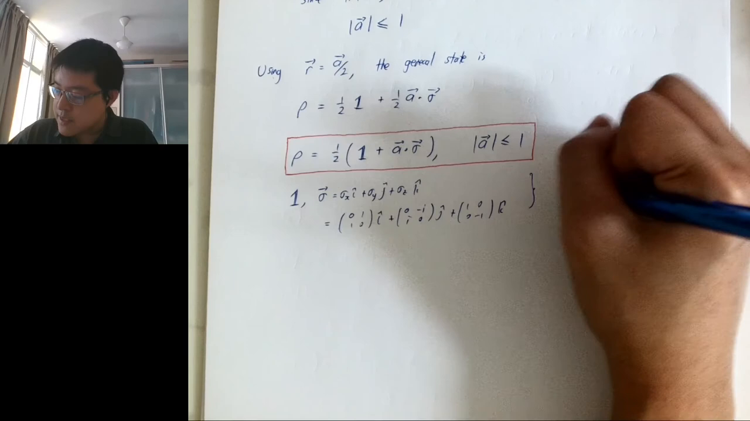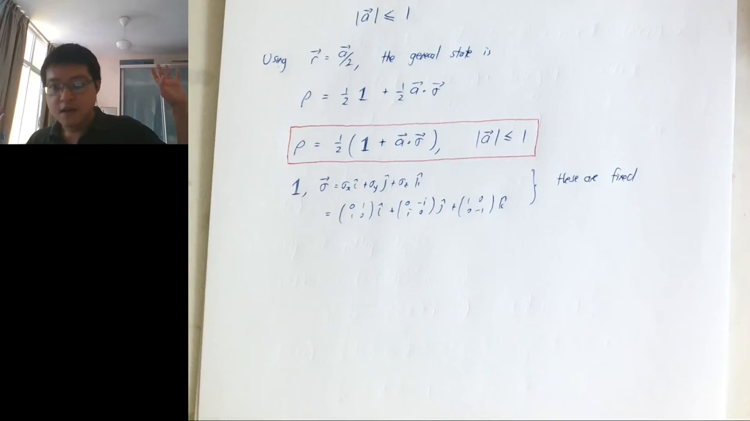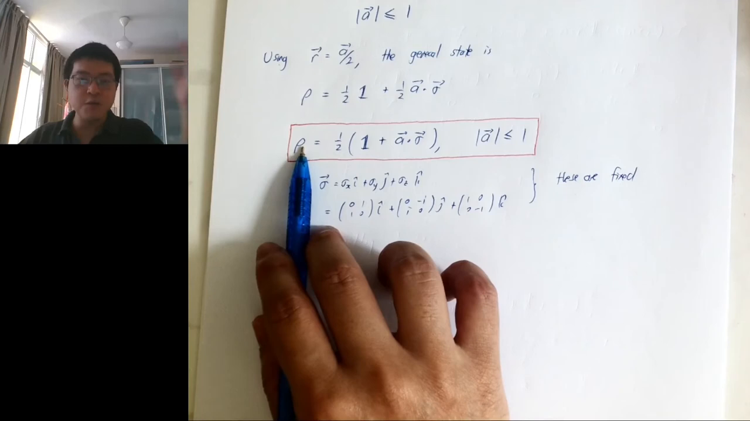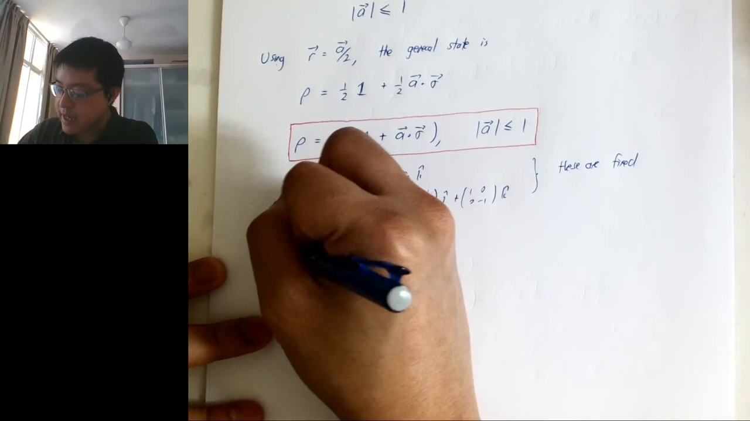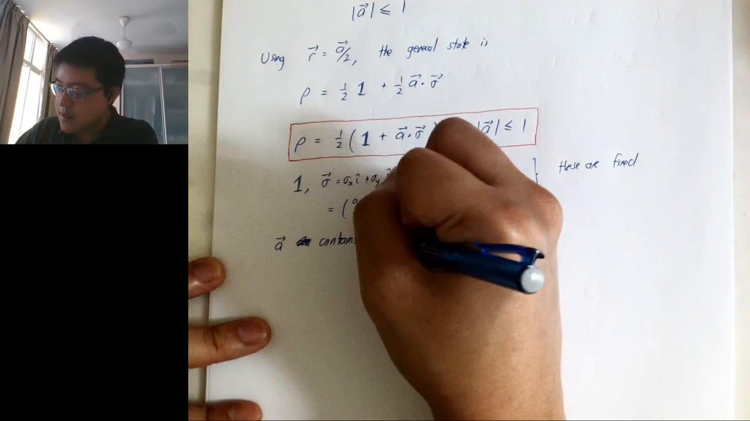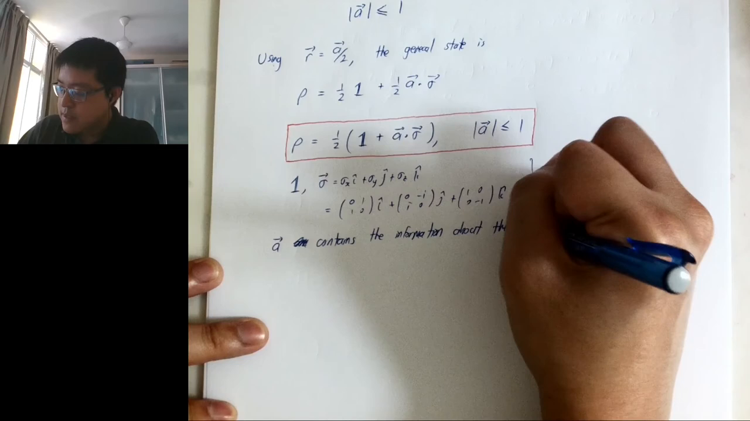So all these are constants, fixed, right? Because sigma x is sigma x, sigma y is sigma y, sigma z is sigma z. So the only degree of freedom, to use the word from theoretical mechanics, the only freedom that distinguishes one state from a different state is A. So in other words, let's just say A contains the information about the state. Yeah, I guess you know what I mean, right? Because all these are fixed.